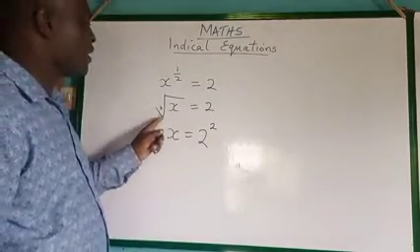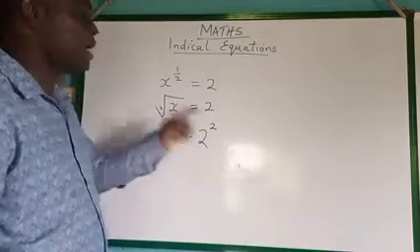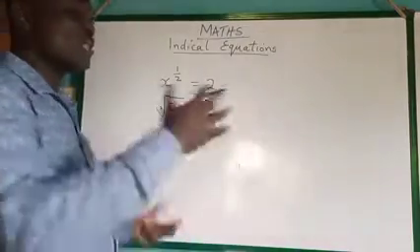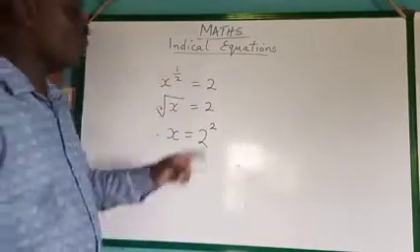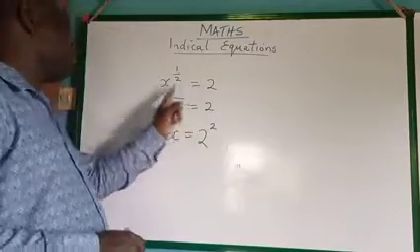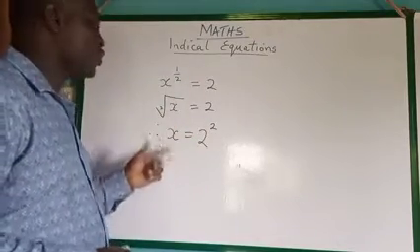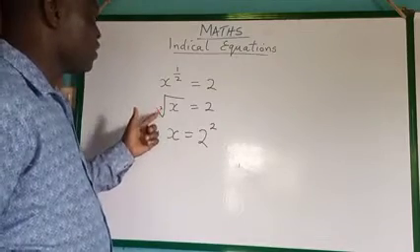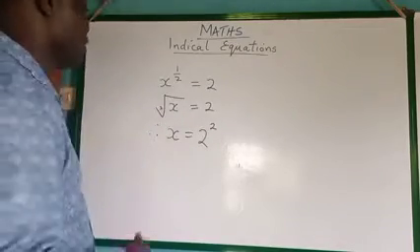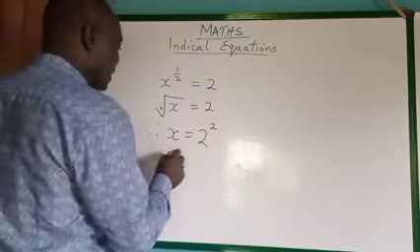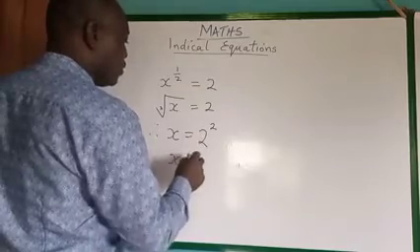So root is moving to the other side, it becomes power. If power is coming from one side to the other, it becomes root. So if it is raised to power 3, it becomes the root 3 or the third root or cube root of the other side. So in this case, it is the square root, so it becomes power on the other side. So we can say x is equal to 2 raised to power 2 is 4.